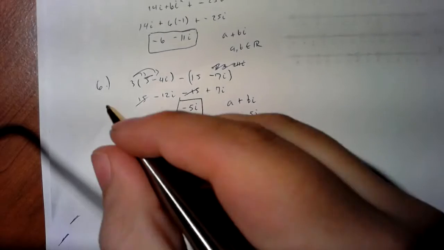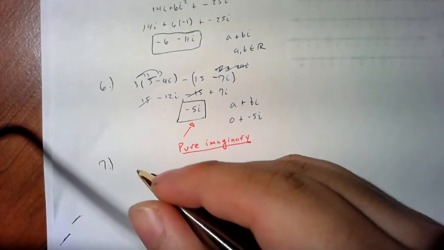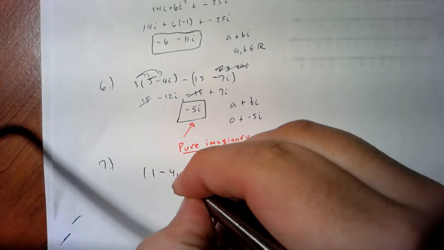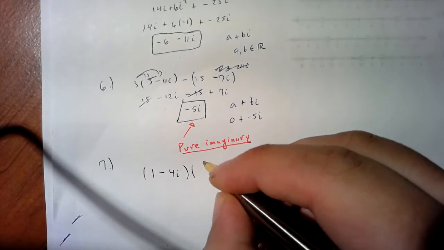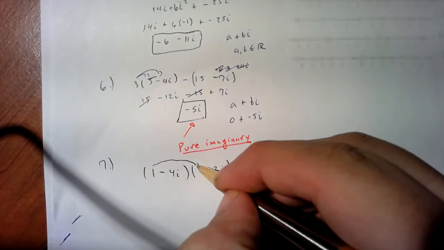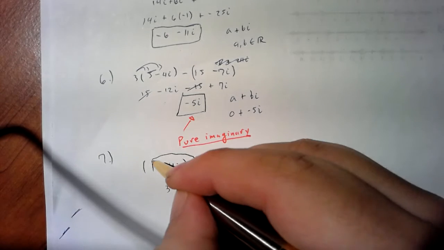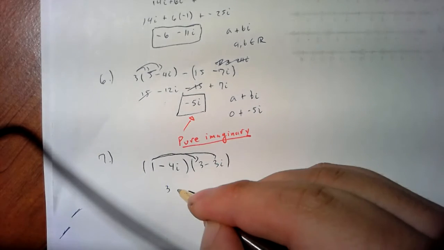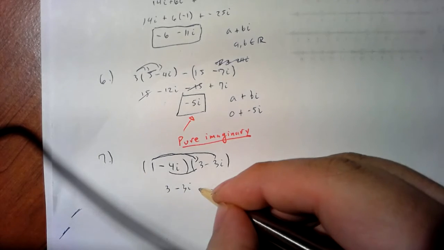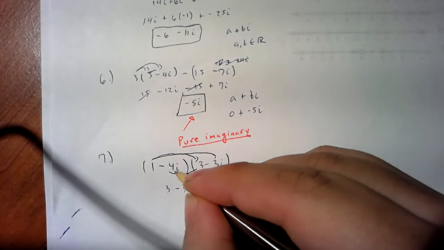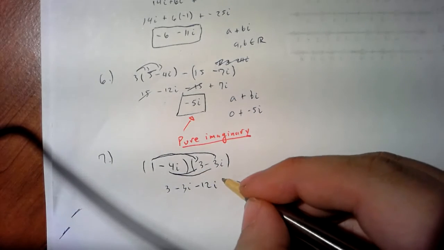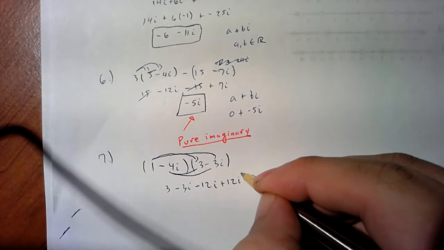So I want to start getting to the trickier ones. So let's see. 7 has the FOIL, so we have to use FOIL in 7. (1 minus 4i) times (3 minus 3i). So that means you have to distribute like this. 1 times 3 is 3. And then 1 times negative 3i is negative 3i. Negative 4i times 3 is minus 12i. And then negative 4i times negative 3i turns into positive 12i squared.